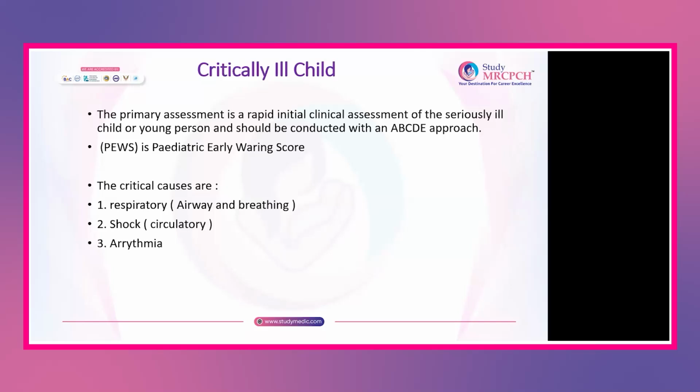In the circulation part, any type of shock can put the child in a critically ill condition: hypovolemia, cardiogenic shock, anaphylactic shock, obstructive shock, and so on. In the arrhythmia part, we have all heart conditions, tachyarrhythmia or even bradyarrhythmia, that put him in a critical condition and need to be acted on accordingly.